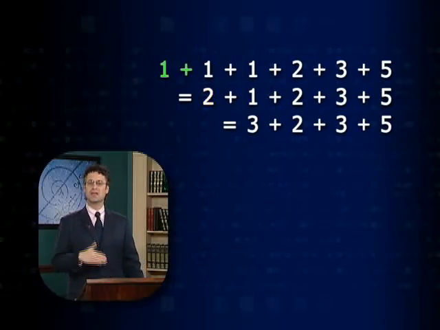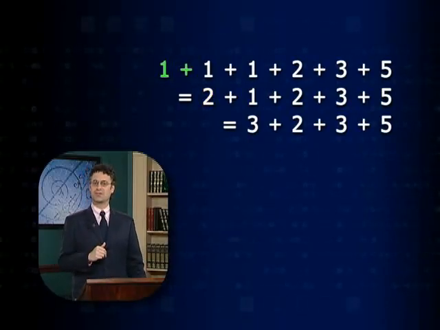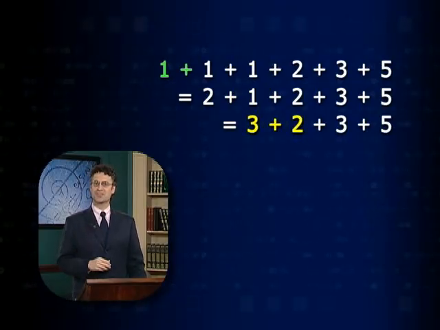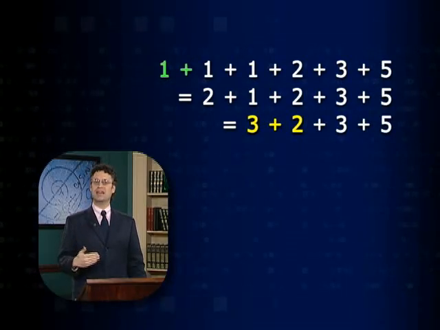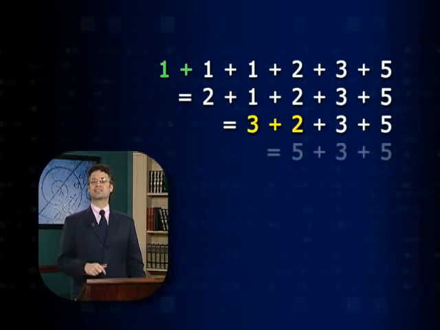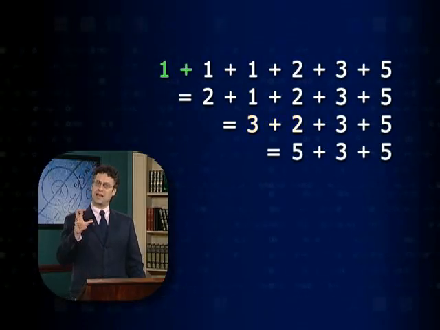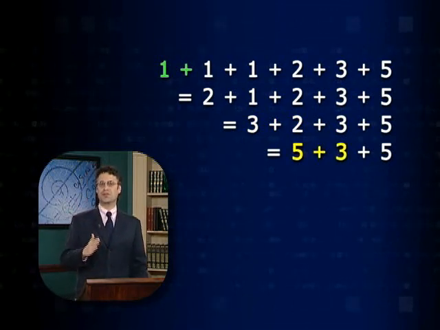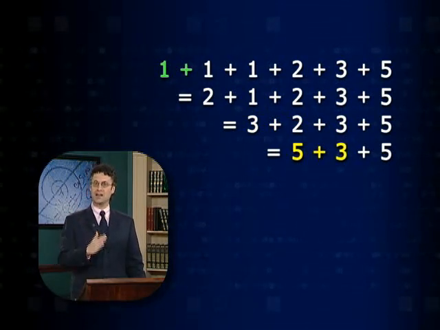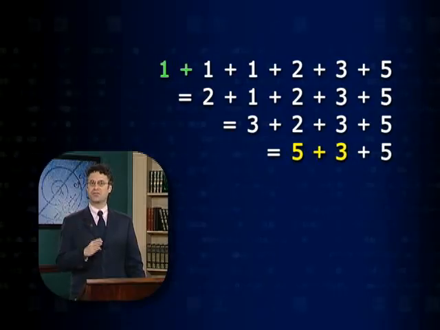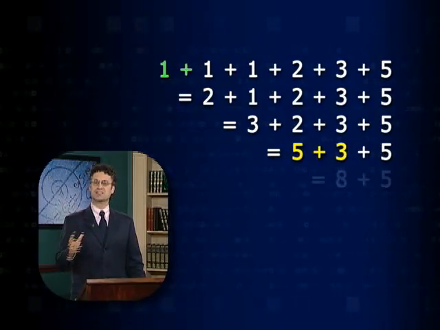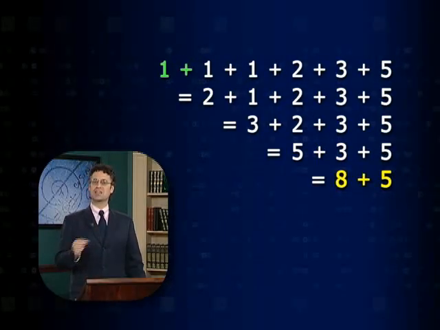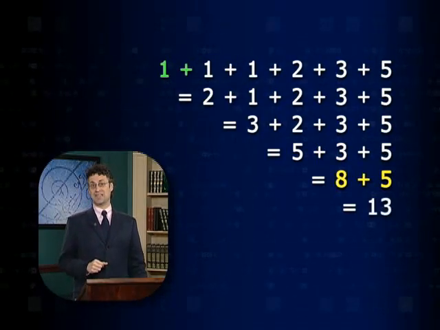So now we have 3 plus 2 plus 3 plus 5. Well, 3 plus 2, those are 2 adjacent Fibonacci numbers. So when we add them together, we get the next Fibonacci number, which in this case is 5. So now our sum has collapsed down to 5 plus 3 plus 5. And notice that 5 plus 3, well, that generates the next Fibonacci number because 5 and 3 are adjacent Fibonacci numbers. So I see 8. So I have 8 plus 5. 8 plus 5, we have, again, adjacent Fibonacci numbers, so the sum is 13.